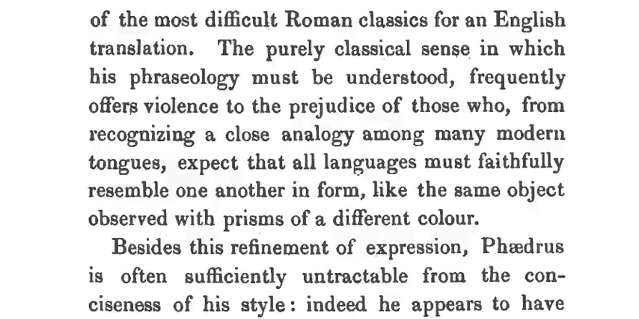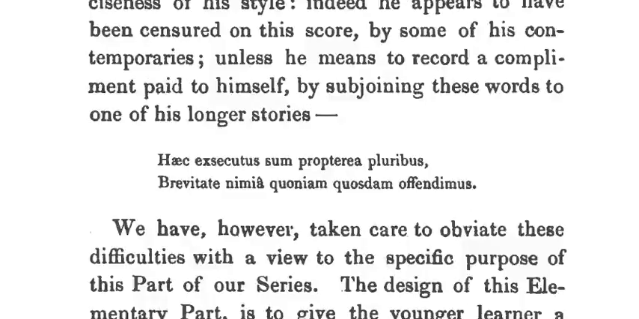Besides this refinement of expression, Phædrus is often sufficiently untractable from the conciseness of his style. Indeed, he appears to have been censured on this score by some of his contemporaries, unless he means to record a compliment paid to himself by subjoining these words to one of his longer stories. Haec executus sum propterea pluribus, brevitate nimia, quoniam quosdam offendimus.